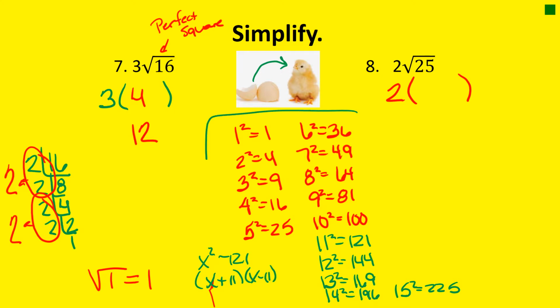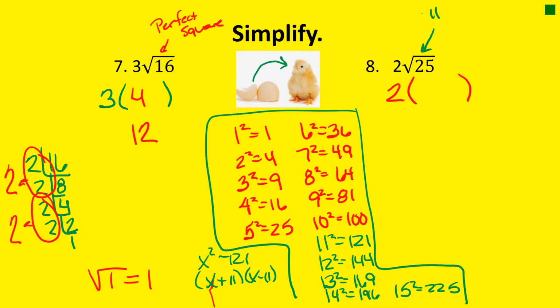So know these perfect squares. Make sure those are written in your composition book. We want to see them. So is 25 a perfect square? It sure is. What is the square root of 25? 5. Remember, when you're answering what is the square root, you're saying what times itself gives me 25. Nothing's left inside, everybody's outside, so 2 times 5 is 10.